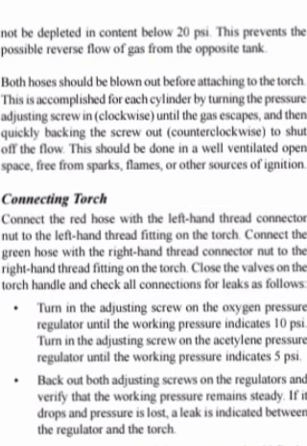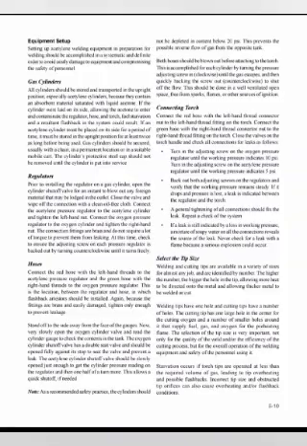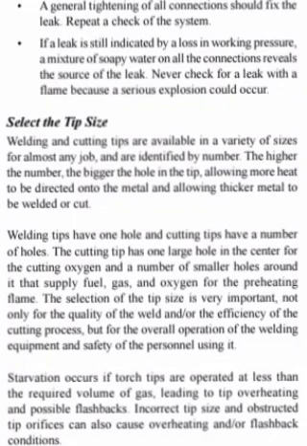Turn in the adjusting screw in the oxygen pressure regulator until the working pressure indicates 10 psi. Turn in the adjusting screw in the acetylene pressure regulator until the working pressure indicates 5 psi. Back both adjusting screws of the regulators and verify that the working pressure remains steady. If it drops and the pressure is lost, a leak is indicated between the regulator and the torch. A general tightening of all connections should fix a leak.